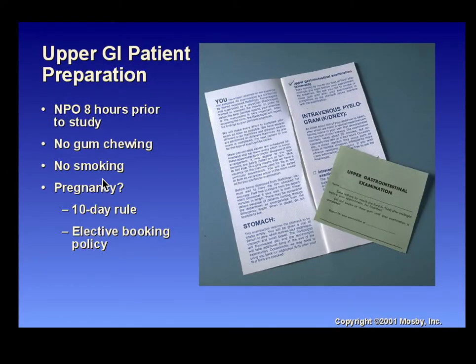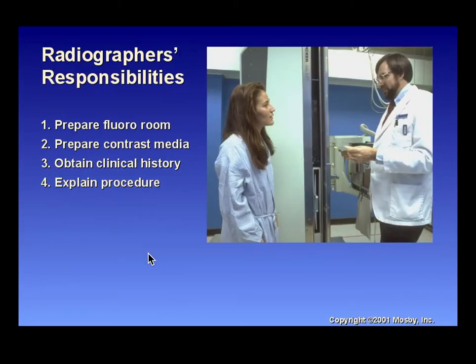Upper GI preparation, so NPO for 8 hours prior. Follow the protocol wherever you're at. So you also want them not to be chewing gum, no smoking, and then always ask pregnancy, especially on patients of that age. You have a 10-day rule, and there is an elective booking policy. So that's going to be dependent on any of your clinic sites that you're at, whether they have to register or whether they're able to just come in. So make sure that you follow the protocol. Usually clinic sites have a protocol that is spelled out for you, so know where it is in case you have to refer to it.